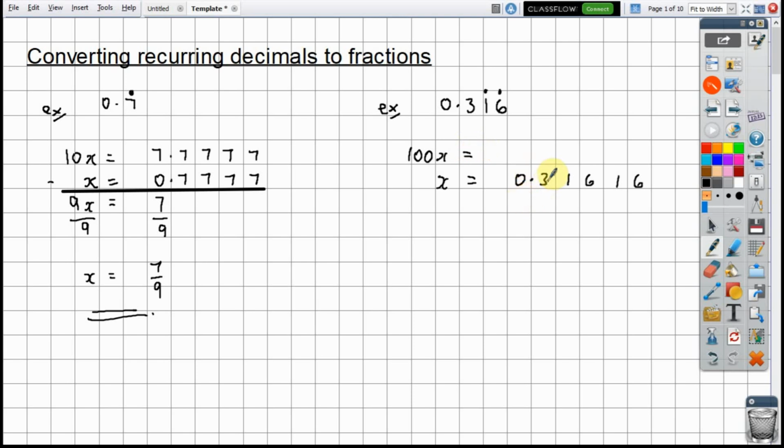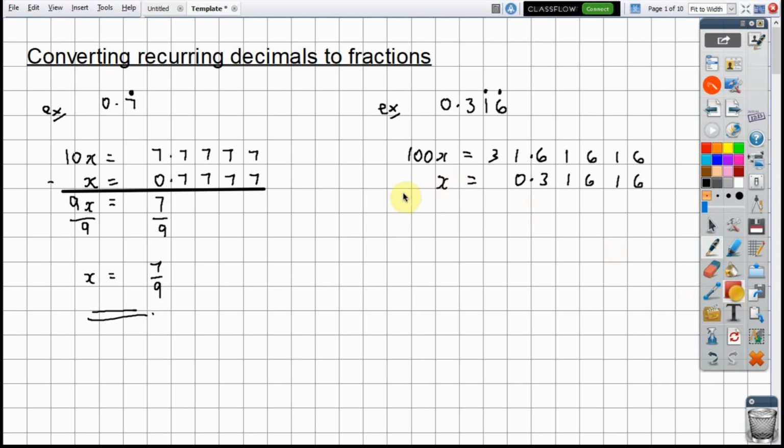So the 3 does not move into the units column, it moves into the tens column. The 1 jumps across to here. The 6 jumps across to here. The decimal point, of course, doesn't move. So we've got 31.61616. This 16 came from here, which I hadn't bothered writing down.